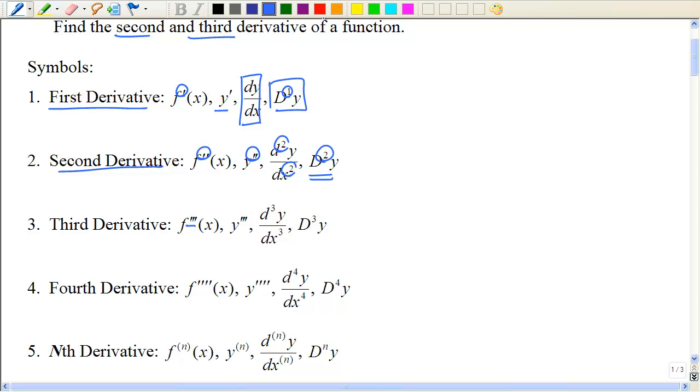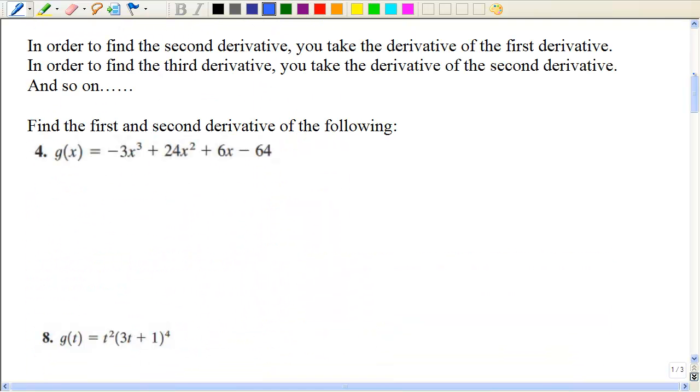So we can use 3 prime marks, 4 prime marks, but past that we just put the number in. You will not be asked to find anything past the third derivative, I believe. The second derivative is just the derivative of the first derivative. The third derivative is the derivative of the second derivative, and so on. So in order to find the third derivative, you had to have found the second derivative, which means you had to have found the first derivative.